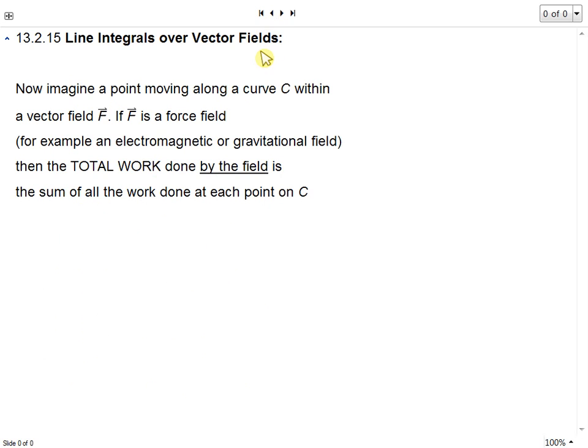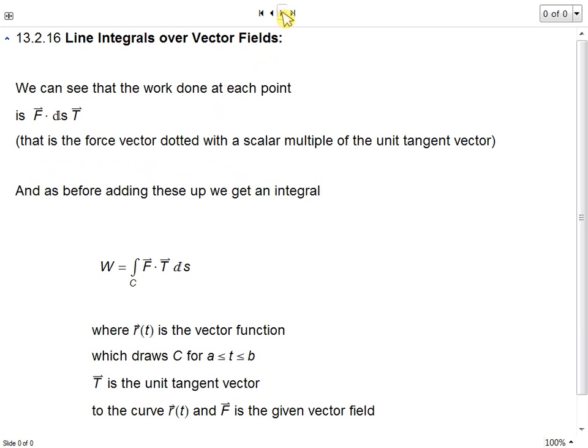So that's what I say here. Add them all up requires an integral, doesn't it? Integral to add things up forever. So what we can do is we can define the work. The work done at each point is that. Okay, add them all up, and we get the work is equal to the line integral over the curve C. But see, this time we're going through a vector field, so the work is the force dotted with the tangential with respect to arc length.